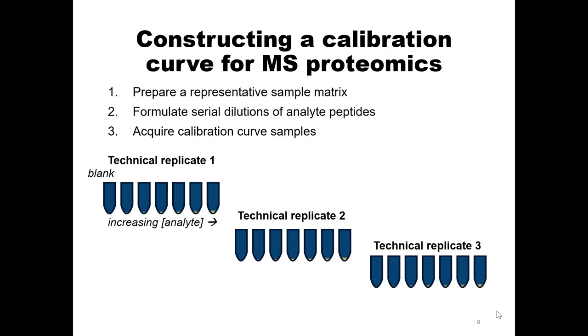One last note, because I've gotten burned on this before: in step 2, when you're making your serial dilutions, make sure you have enough sample to get all of these replicates, because nothing is worse than getting to that last replicate and pulling from an empty tube.